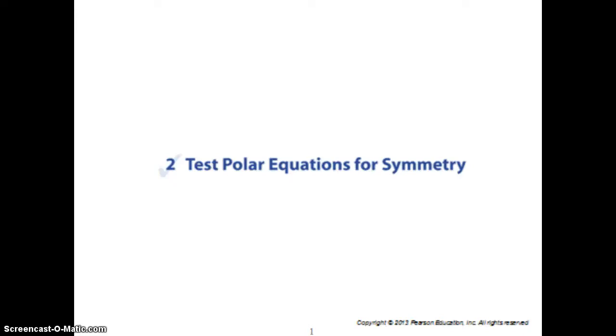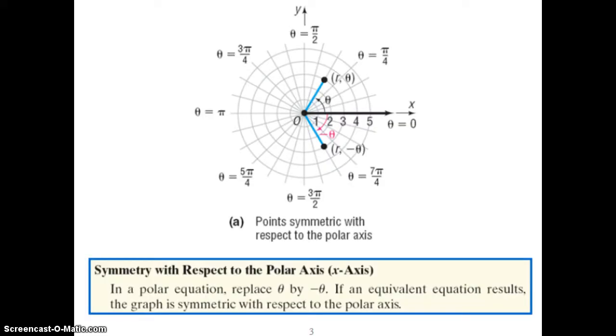Okay, so this video is going to be about how to test polar equations for symmetry, which will lead you into how to graph these polar equations by plotting points. Okay, so the test for symmetry has three components. The first component is you're testing for symmetry with respect to the polar axis.